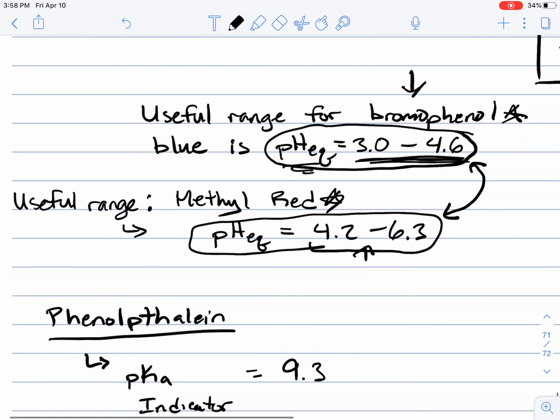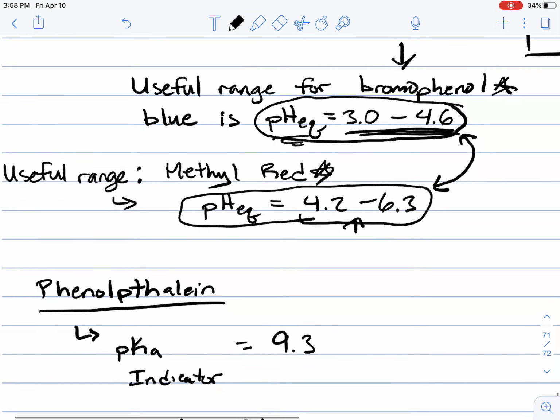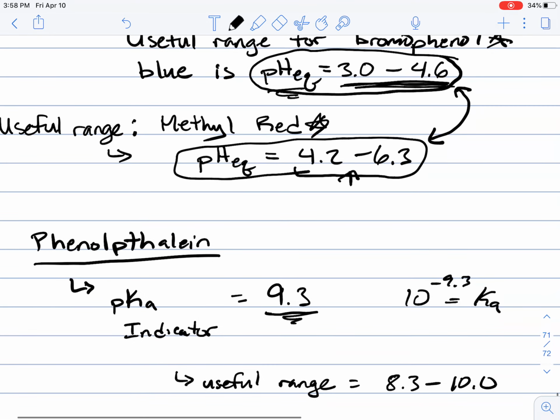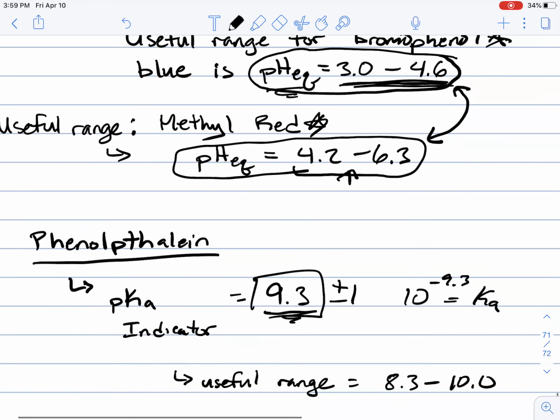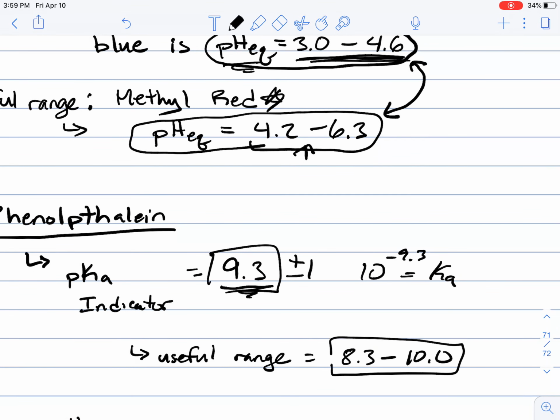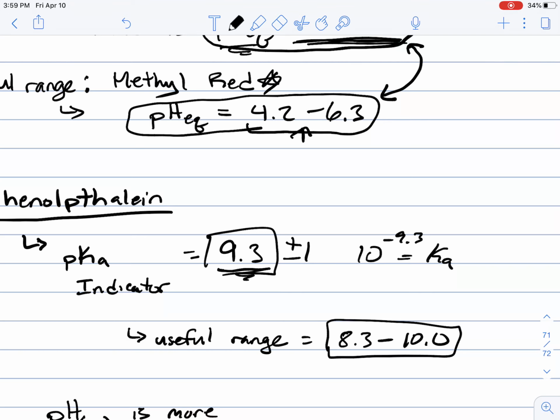So let's talk about phenolphthalein. Phenolphthalein is that indicator that you guys have used in first semester general chemistry. It goes from colorless to pink. And so it turns out that the pKa of the indicator is 9.3. If you want to calculate the Ka of this, just take 10 to the negative 9.3, and that should give you your Ka value. Since its pKa value is 9.3, it has a useful range that's plus or minus 1 pH unit. And so it turns out that the useful range is between 8.3 and 10.